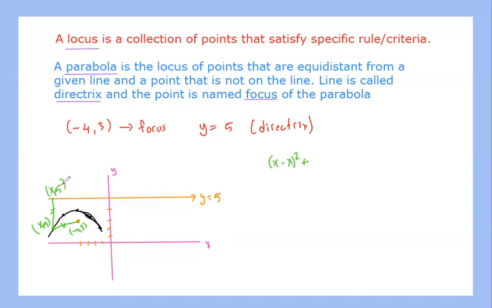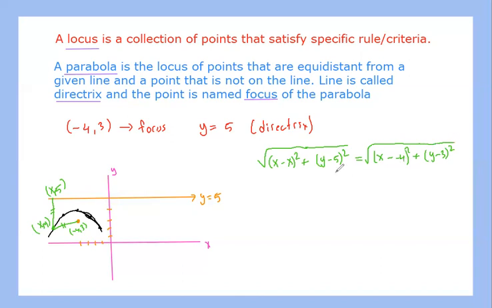And the y value is y, and the other y value is 5. So the difference of the y's will be (y minus 5) to the second power, all under a square root. This gives us the distance between this point and this point. And this has to be equal to the distance between this point and that point, which is (x minus -4) squared and (y minus 3) squared, under a square root.